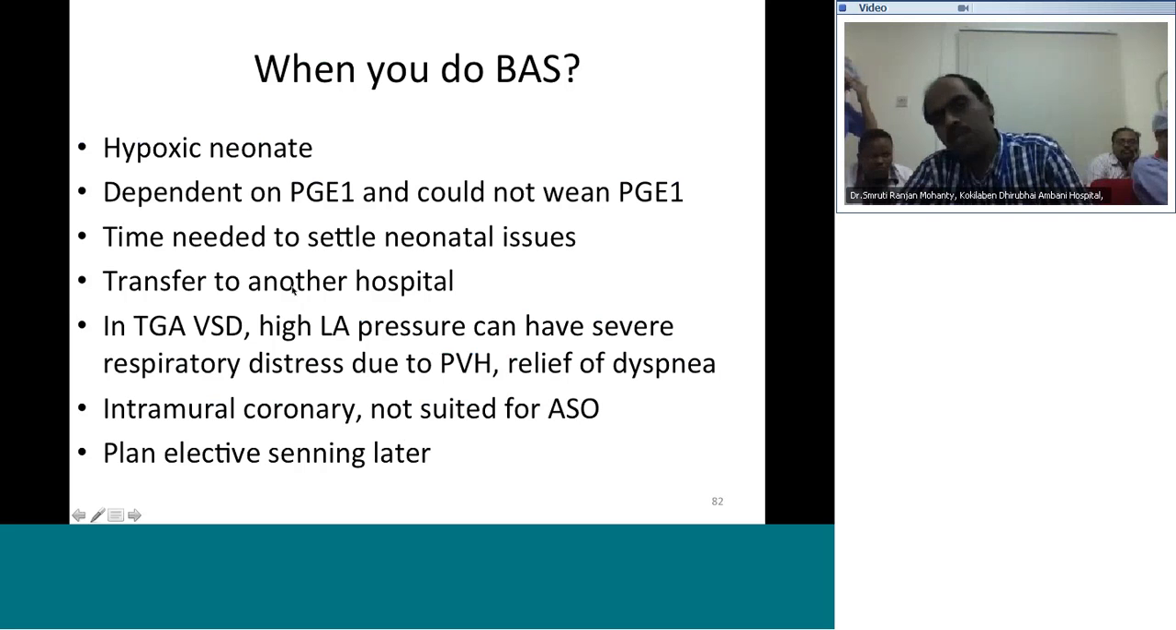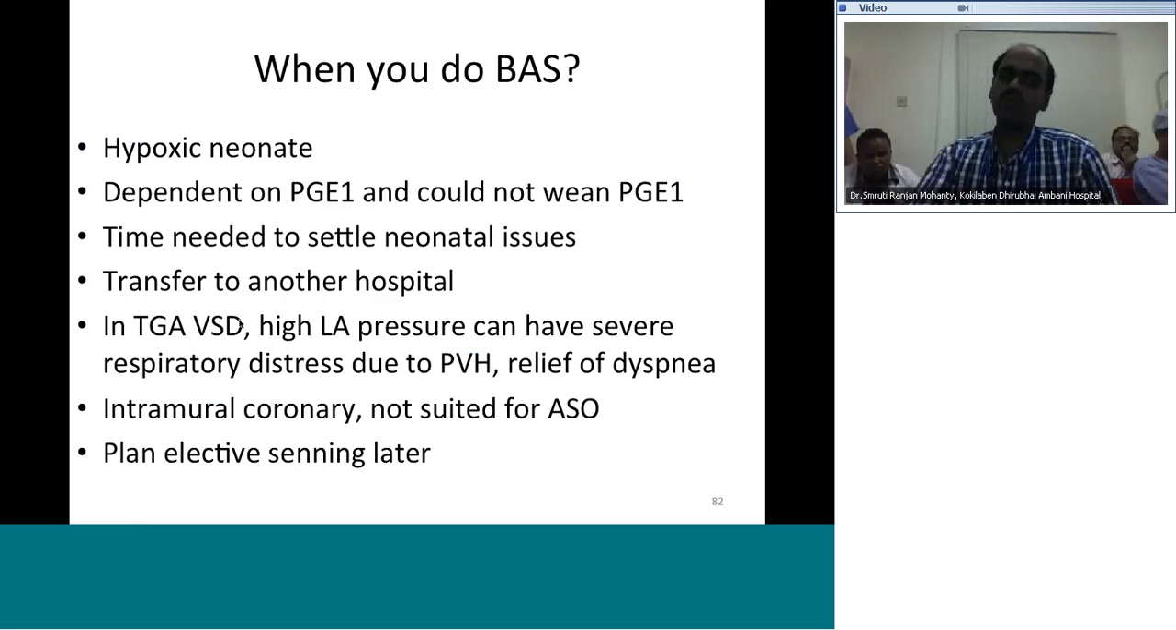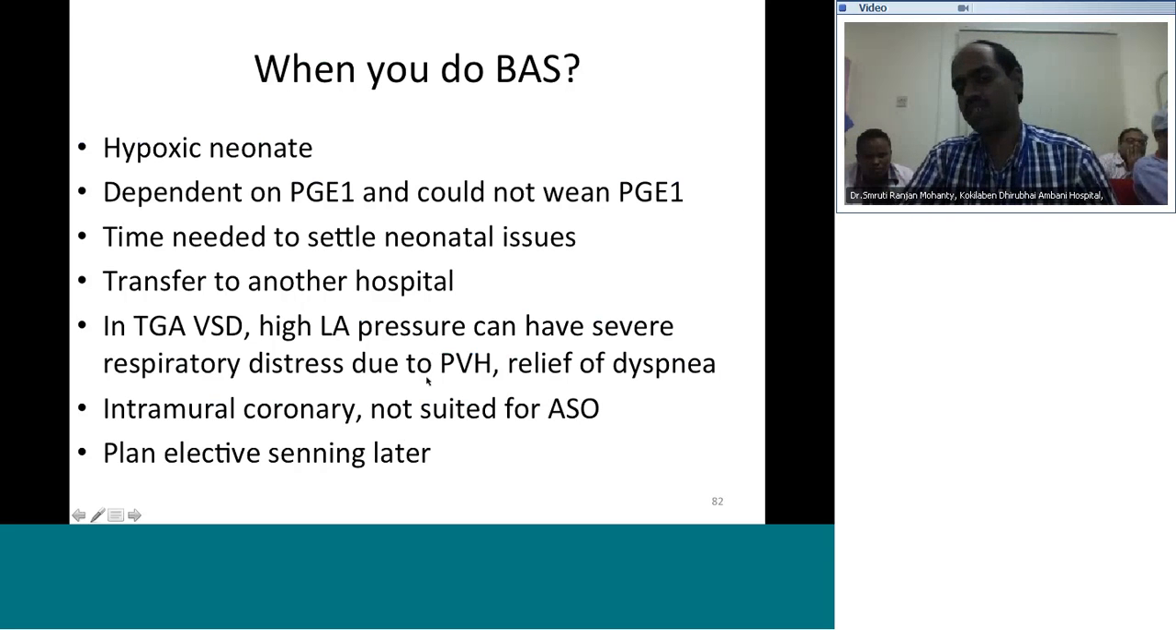You are not able to do any switch in your hospital. You have to transfer the patient, say from Bangalore to Hyderabad, to do this operation. Then you do a balloon septostomy and then transfer, because the child needs to be stable. Transposition with ventricular septal defect, you will have reasonably good saturations, but the problem is high left atrial pressures can result in severe respiratory distress due to PVH. So to relieve the dyspnea, you may have to do a balloon septostomy, even though saturations are good.